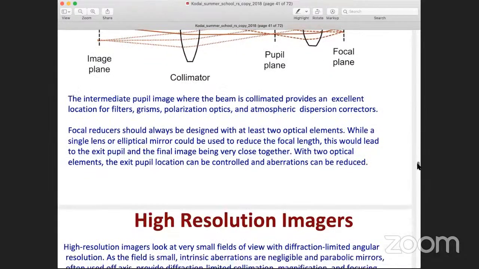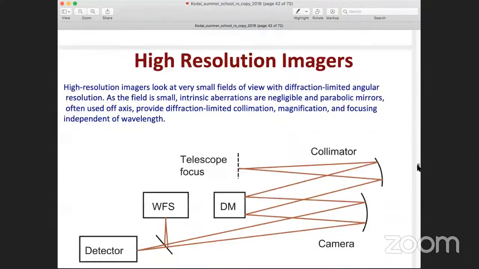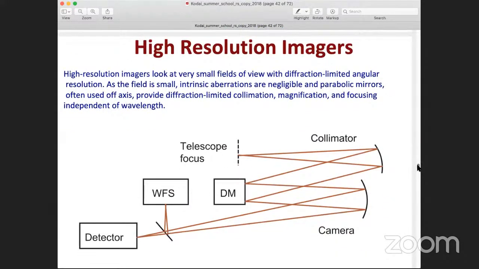And okay, there is something called high resolution imaging. Supposing you are not interested in a wide field of view, and we are using a very small, narrow field of view. We can have a design from the telescope focus to the instrument with completely reflective optics, where the intrinsic field aberrations are negligible. We can use parabolic mirrors, often in an off-axis configuration, and we can have diffraction limited performance.